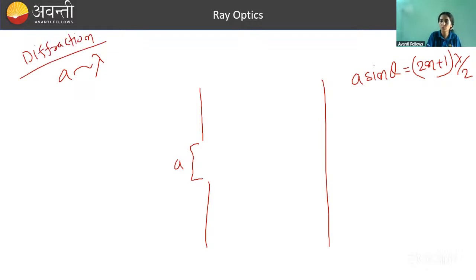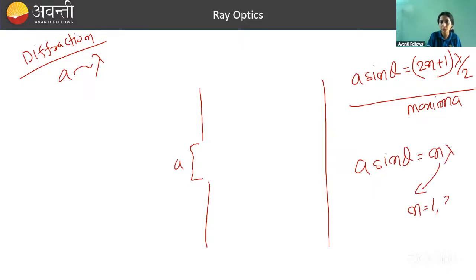This is the condition of maxima in diffraction. And what is the condition of minima? a sin theta is equal to n lambda, where n will start from 1, 2, 3. Here n cannot be 0, and here n will start from 0. Okay. Here also you can calculate the angular position of everything.